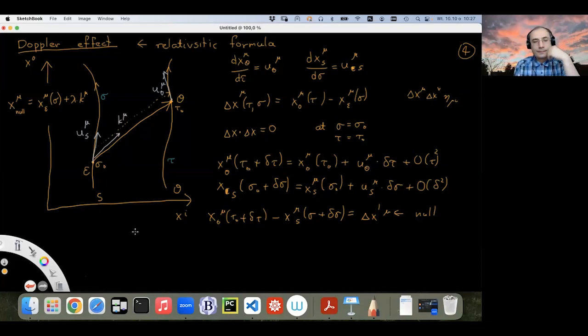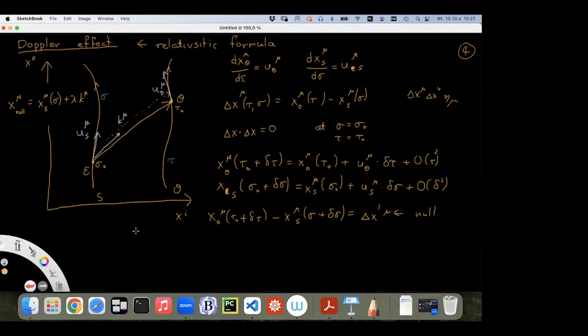So I have a doubt. When we consider the interval, because if we measure the length of a rod, we have to find the endpoints at the same time. So here in the formula delta x, the x naught mu is the proper time of the source, and then sigma the proper time of emission. These tau and sigma are the proper times of source and observer. If the clocks are not synchronized, how can we write this? Because when we consider an interval, we have to be very careful. We have to measure the endpoints at the same time.